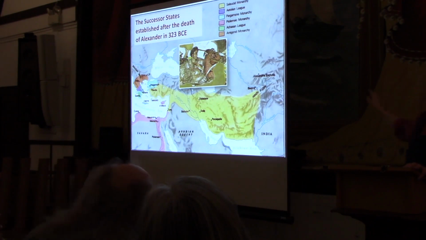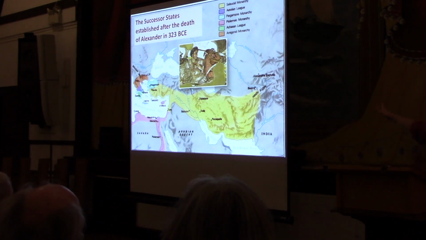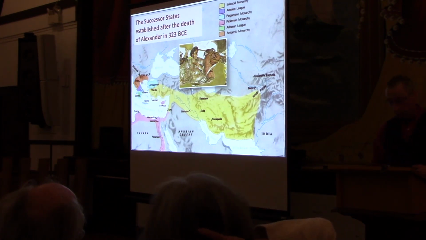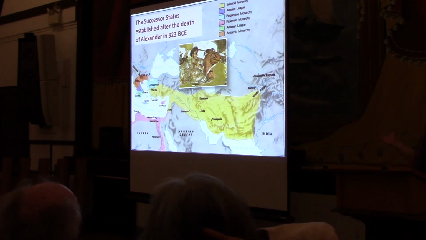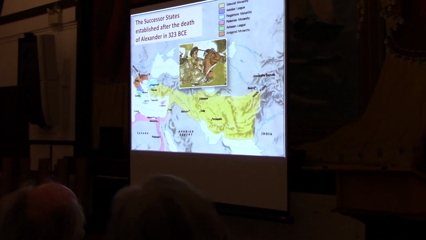Alexander's literally going to march right across from the Nile to the Indus, overthrow the Persian Empire, establish a new Greek empire, basically. Well, it doesn't last beyond Alexander's death. Alexander dies in 323 BCE. The empire literally immediately fragments into these separate parts: the Seleucids, the Ptolemaic, etc., etc.